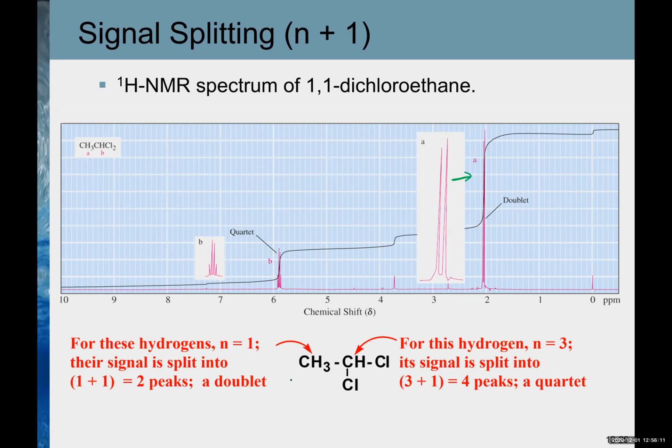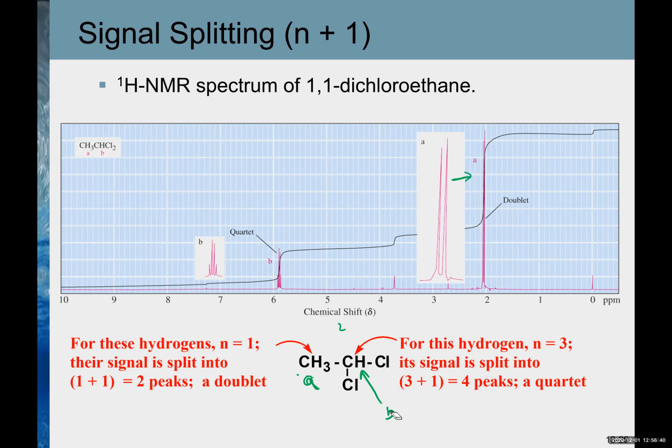Okay. So if we have this compound, let's call this A, let's call this B. So A has how many hydrogens in the neighborhood of A? How many hydrogens are present? 1. So therefore, signal from A will split into 1 plus 1 equals 2 peaks. So that's why we get a doublet here.